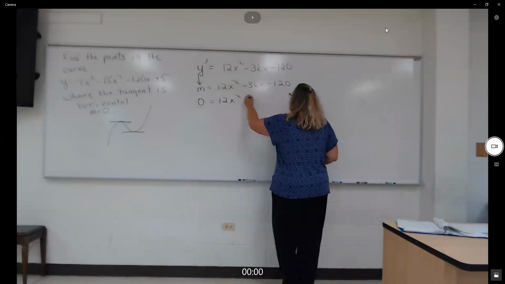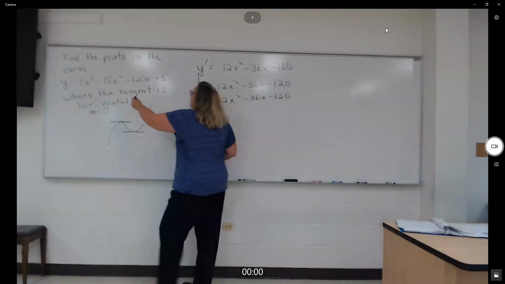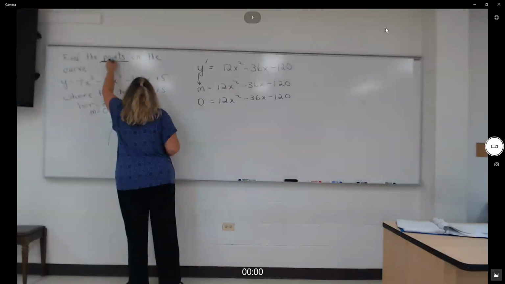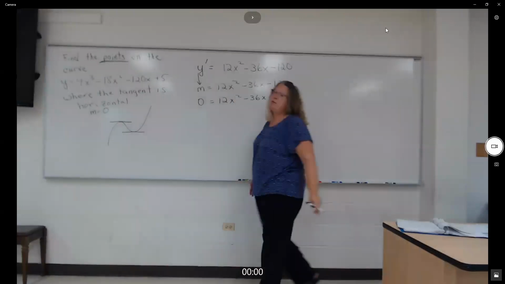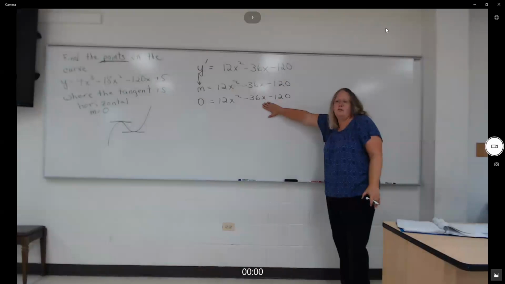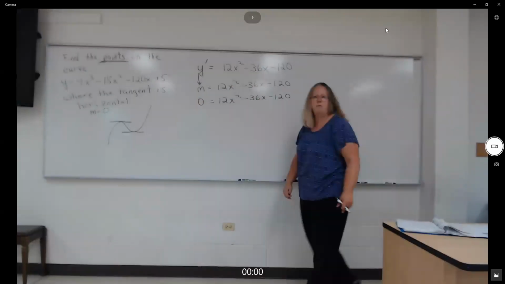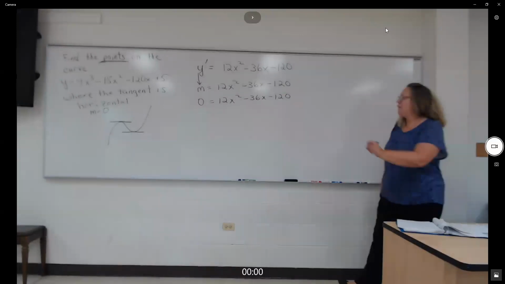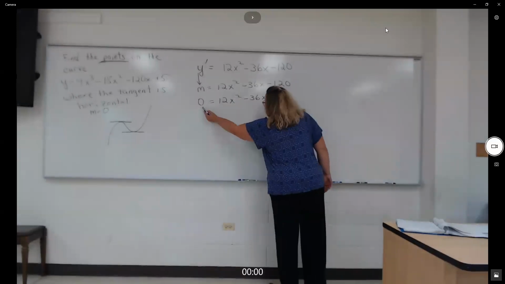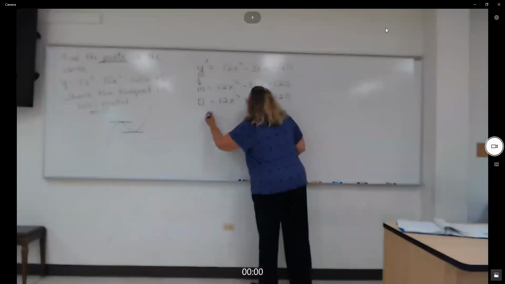But I'm looking for points, which means I need x values. So can I solve this equation and get an x value? Because that'll be the x values where my slope is 0. How do we solve a quadratic that's equal to 0? You factor. This one, the first factoring that I would do is take out a 12.